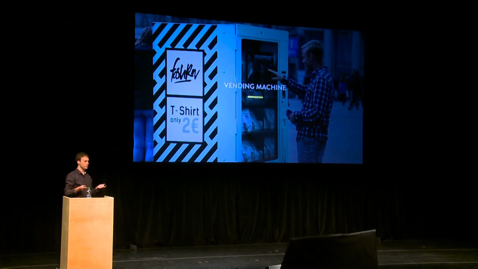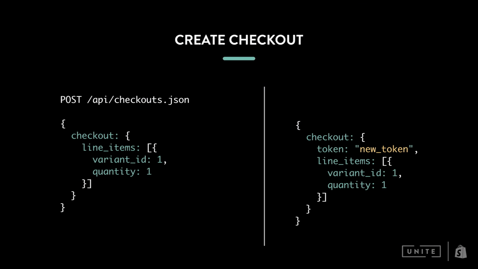Why wouldn't we be able to provide our own interface, our own interaction with that vending machine, in order to provide the best experience possible for the customer for that very specific use case? This is where the Checkout API comes in.